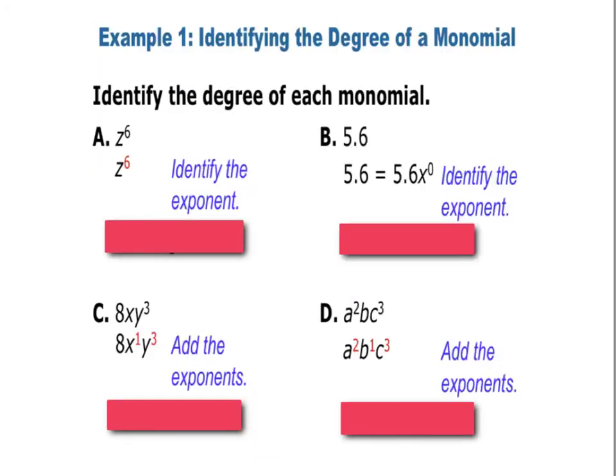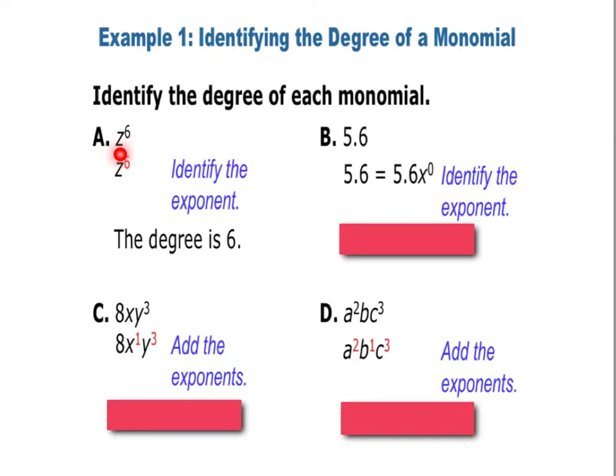In this slide, we're going to identify the degree of each of these monomials. So I have z to the 6. So identify first of all the 6. And now, what is this? Well, right here, folks, we could say it's a 6th degree monomial. Okay? So why is it a 6th degree? Well, there is only one exponent, which is 6. So, you know, if it had two of them, then we would add them together.